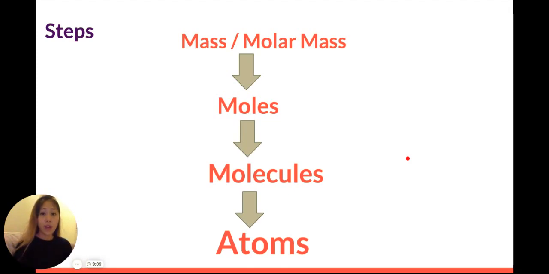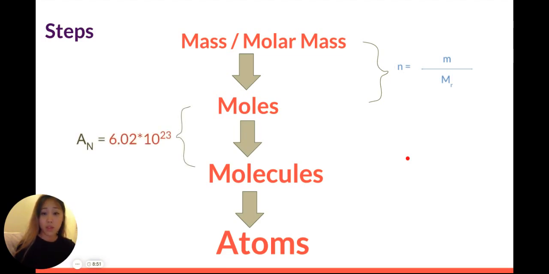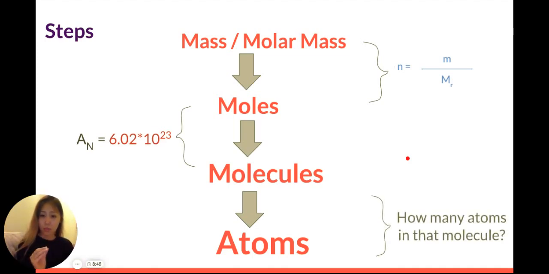We've also taken a look at the steps to reaching from a given mass to the number of atoms in a specific molecule. We put together the equations that we know between moles, mass, and molar mass, as well as the conversion between moles and molecules using Avogadro's number, and looking at the microscopic level of atoms within a macroscopic level of molecule.